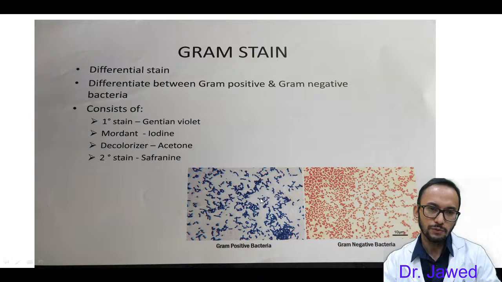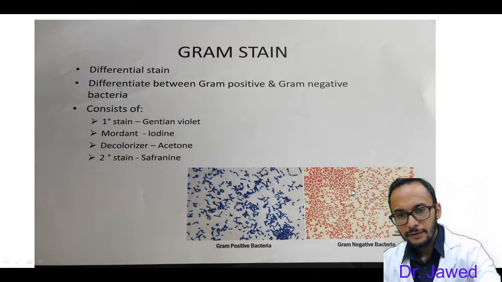So you have to keep the decolorizer only for 1 to 2 seconds, or just keep the slide in a slant position and allow the decolorizer to run through the slide. Okay, it is done just for 2 to 3 seconds. After that you will wash it immediately with water, and then you will put the secondary stain, that is safranin. Okay, so gram positive organisms will retain the primary stain, and gram negative will take the secondary stain, which is safranin and appears pink or red in color.